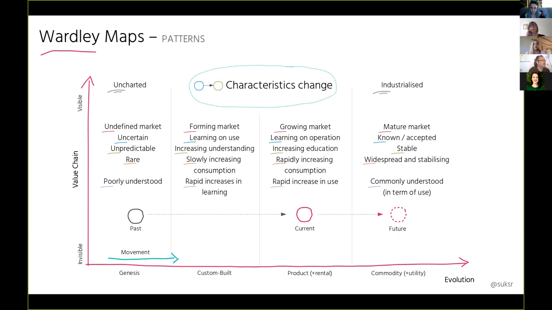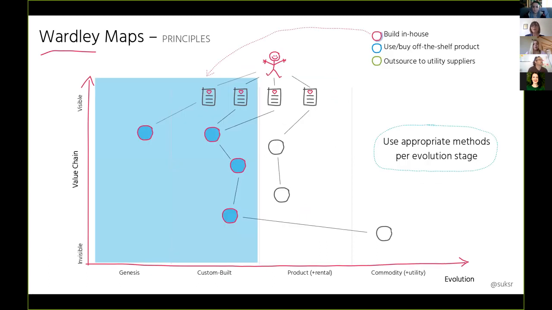So their characteristics change from the uncharted, undefined, uncertain, unpredictable, constantly changing market, through all the evolution stages, to the industrialized evolution stage, to the mature, known, widespread, commonly understood market. And also, one of the principles is that you should use appropriate methods per evolution stage.